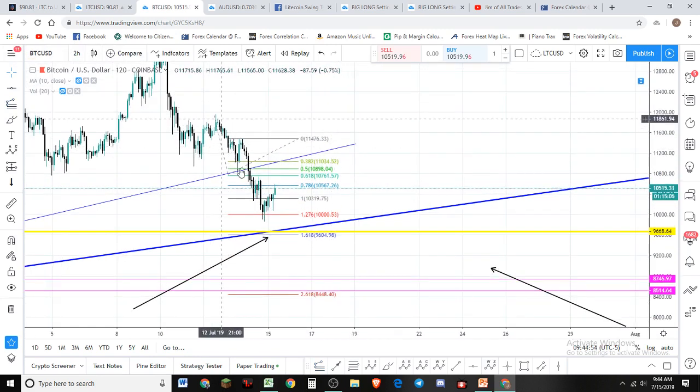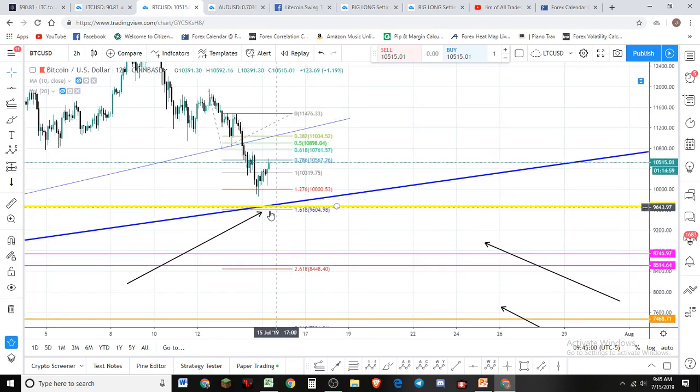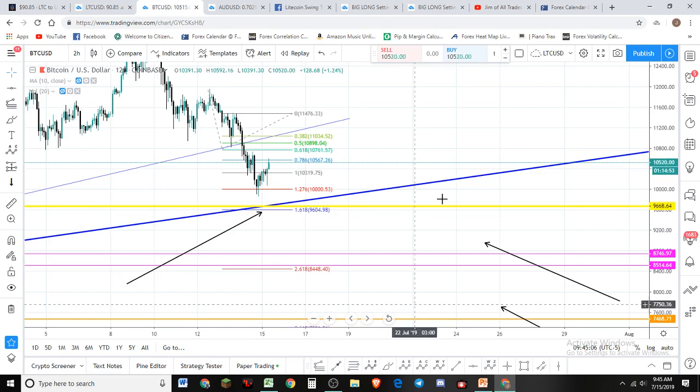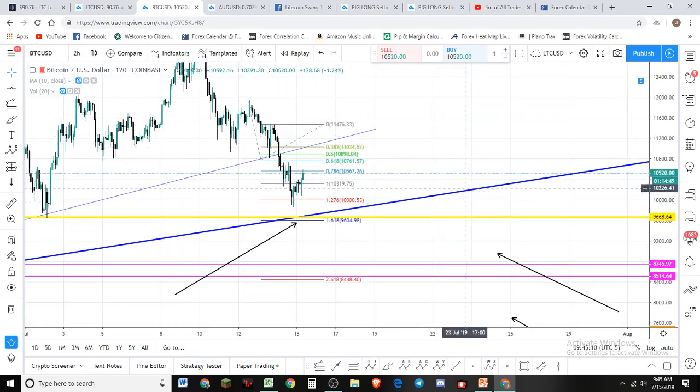So when I measure this wave right here, that's just our one wave. It's a clear one. But we don't have a clear three wave yet. We haven't come down to the 1.618 yet. I'm expecting we're going to come down to this $9,600 mark. This is making a lot of sense, guys. It really is. I'm thinking this is indeed a WXY.